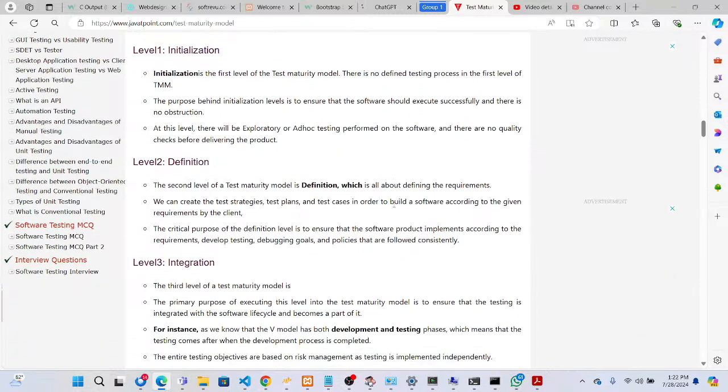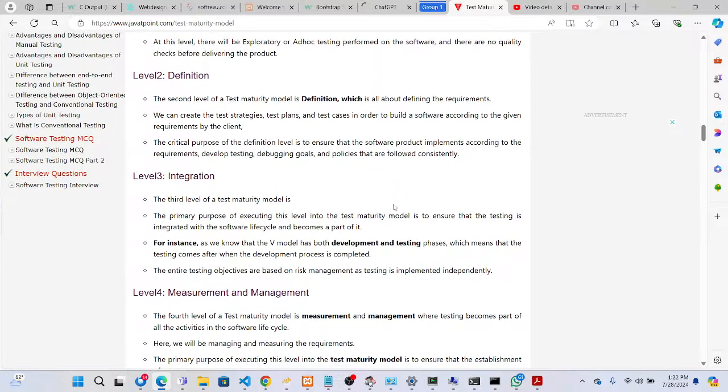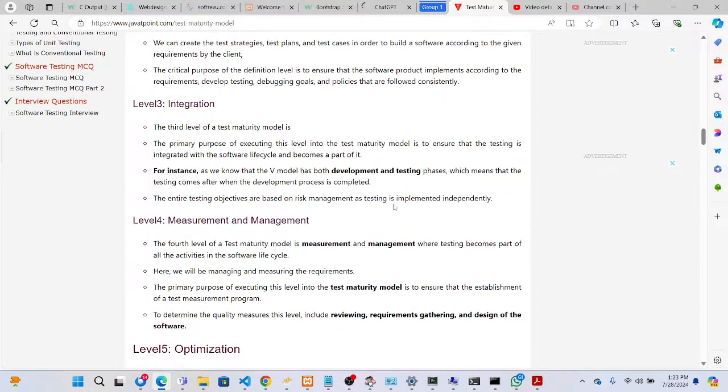Okay, so the third level. If you are at the third level, you should be in both level 1 and level 2. The primary purpose of this level in the testing maturity model is to ensure that testing is integrated with the software life cycle and becomes part of it. For instance, as we know, the V process model has both development and testing phases, which means that testing comes after the development phase is completed. The entire testing objectives are based on risk management, as testing is implemented independently.